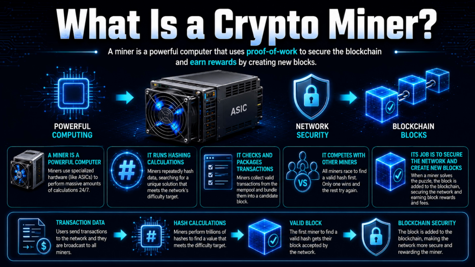This candidate block contains the transaction data, a reference to the previous block, a timestamp, a Merkle root, the difficulty information, and a nonce. The miner then begins hashing the block header repeatedly. It changes the nonce and sometimes other adjustable data to produce new hash results. All miners are competing to find a valid hash before the others. The first miner to produce a hash below the network target can announce its block.